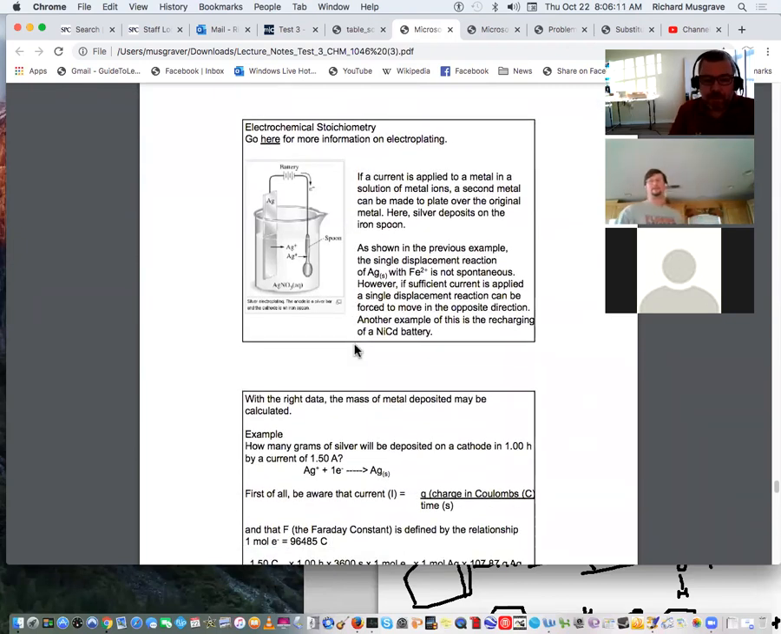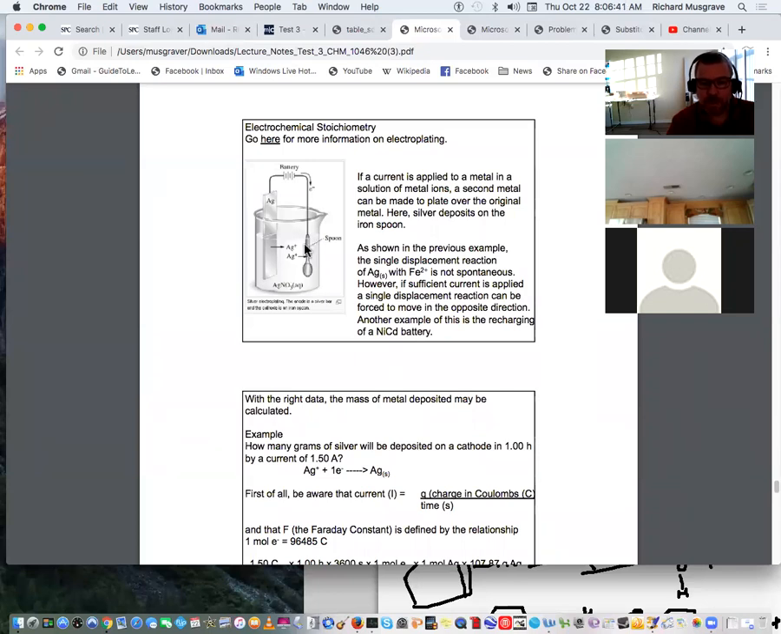So, electrochemical stoichiometry. What we're looking at here is essentially the process of electroplating. In this instance, we have a battery that's going to supply power. We're not using two separate electrodes to produce a current; we're producing a current from a battery.